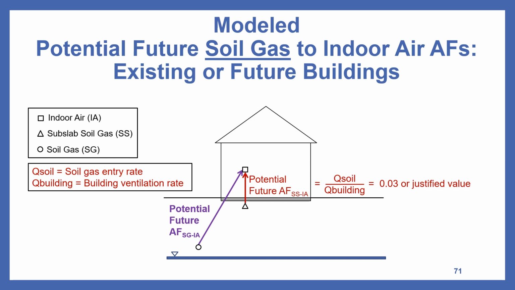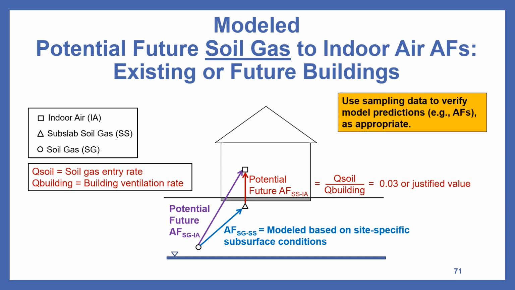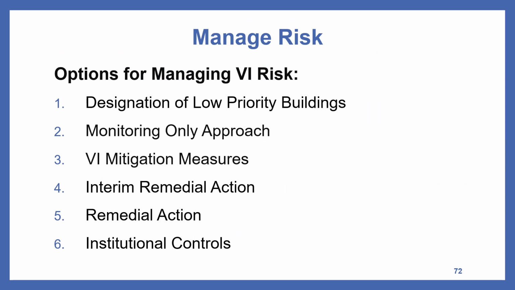Next in the model, you're going to want to put in your site-specific subsurface condition values so that the model can account for and predict the attenuation from the soil gas to subslab. Ultimately, as much as you can, you're going to want to use sampling data to verify the model's predictions as appropriate. Once the risk has been assessed, now the VI risk needs to be managed.